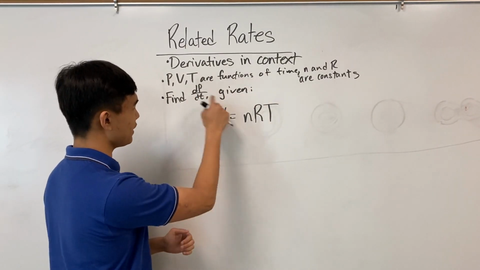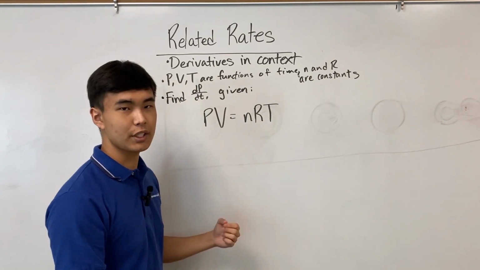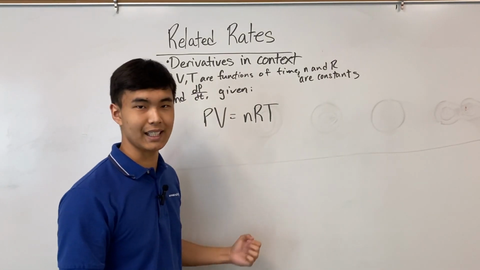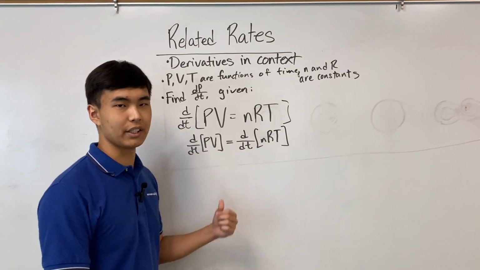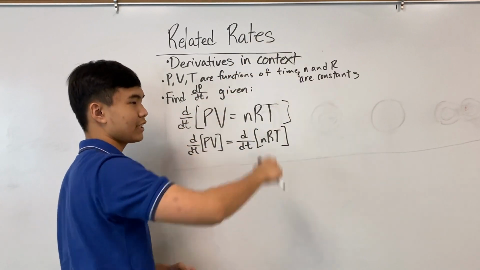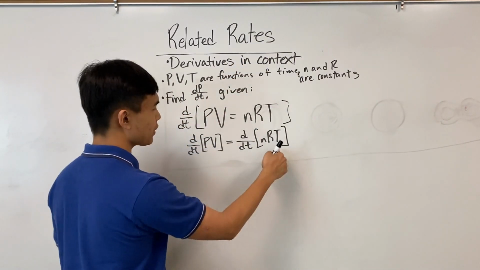If I want to get a dP/dt out of this equation, what we're going to do is differentiate both sides with respect to t, like so. And by the way, we always differentiate with respect to time in a related rates problem, since the definition of a rate is a change in quantity over a change in time. Let's work the right side first.